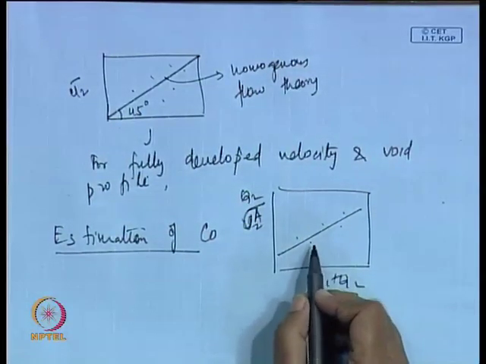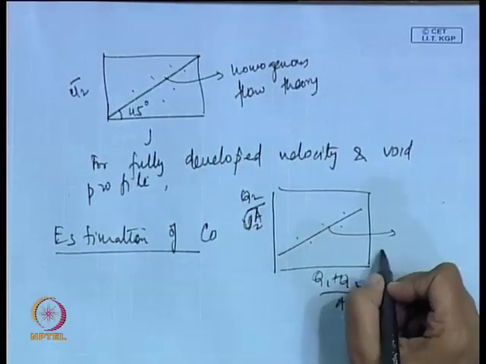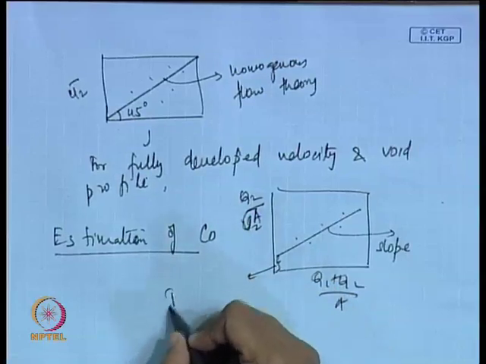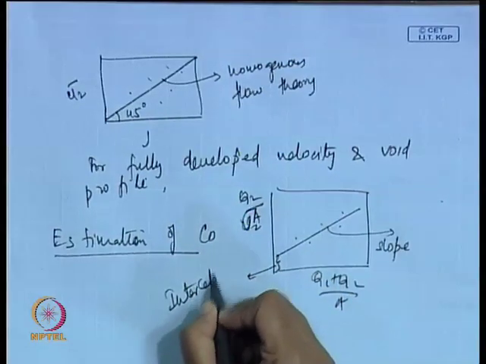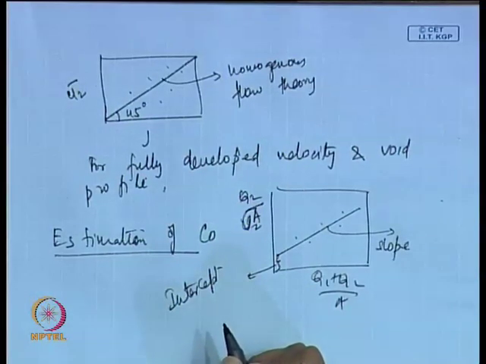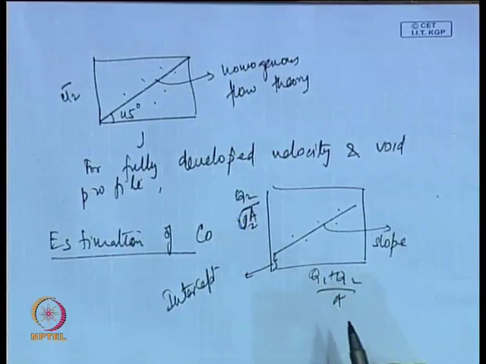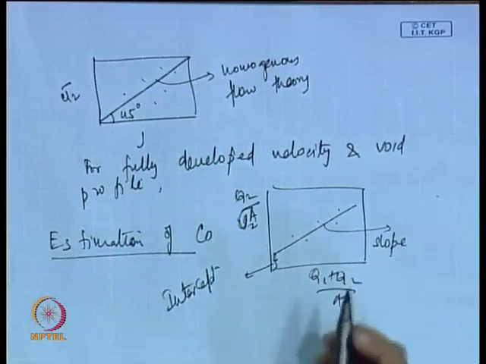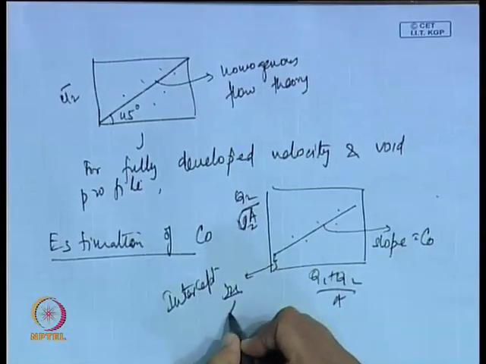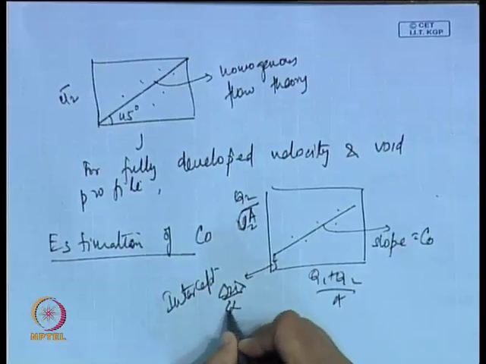Can you tell me what the slope of the straight line gives you and what the intercept of the straight line gives you? You can see the basic equation and tell me what we get from the slope and the intercept of this particular straight line. The slope gives you C0 and the intercept gives you J21 by alpha, isn't it?